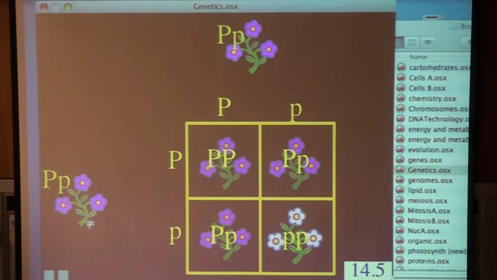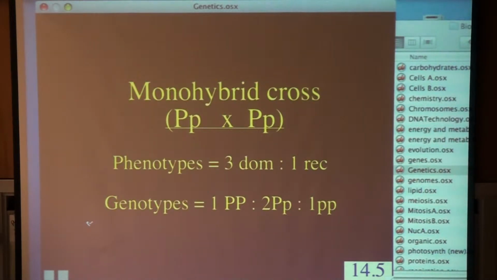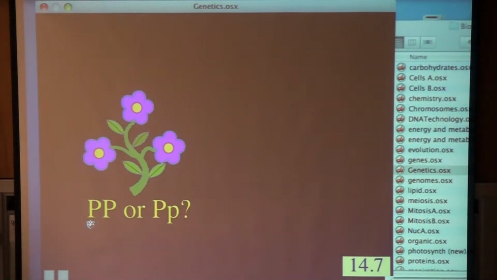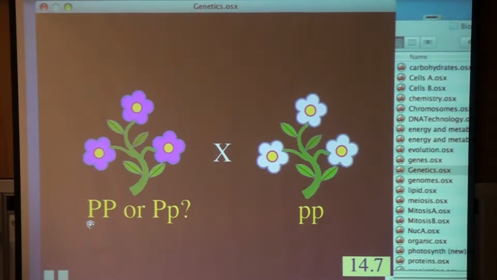And so if you did have a purple plant and you were really curious about, well, is it this genotype or is it this genotype, how could you tell? Well, Mendel came up with a concept called a test cross, which is a way of figuring out whether your dominant organism is big P, big P, or big P, little p. And what Mendel said was this. Here we go. Mendel said, if you're curious, mate it with a homozygous recessive.